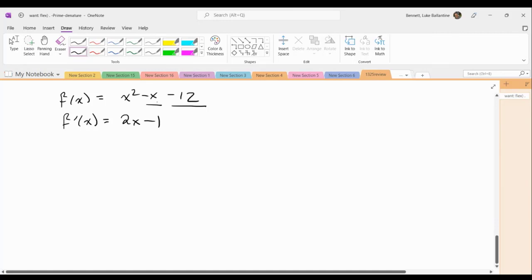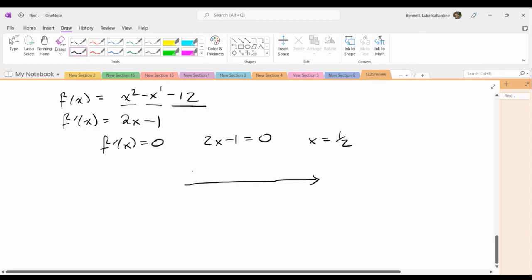The derivative of a constant goes away, remember. The derivative of a single power of x is just the constant in front of it, and then we need the power rule right here. So we find where it equals 0, f prime of x equals 0. This is 2x minus 1 equals 0. This is x equals 1/2. So then I'll make a sign chart. Is that the next step? Or am I skipping one? Oh, this is the cut point, I guess. I call it a critical point.